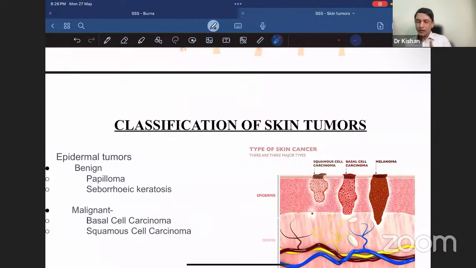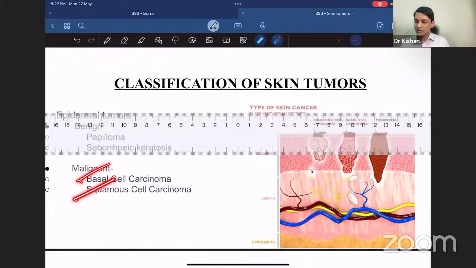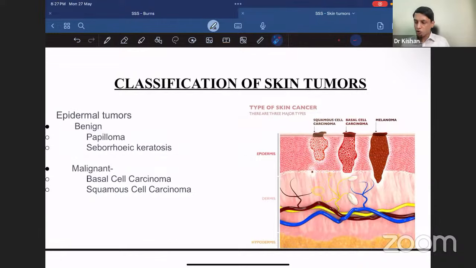For benign epidermal tumor, the best example would be papilloma, any benign papillomas or warts, or seborrheic keratosis. Remember any one, it's enough. Malignant epidermal tumors are the classical ones, SCC and BCC. BCC is the most common one, accounting for about 70%, whereas squamous cell carcinoma is the second most common, about 25%. BCC is 1:3 or 1:4 in incidence. For every 4 BCC, you can see 1 SCC.